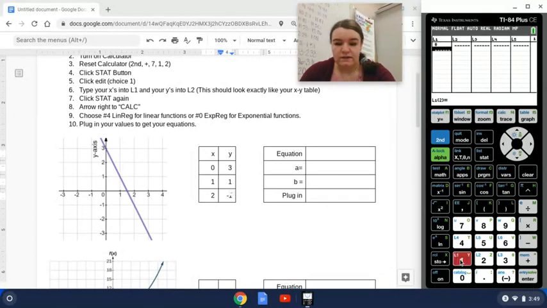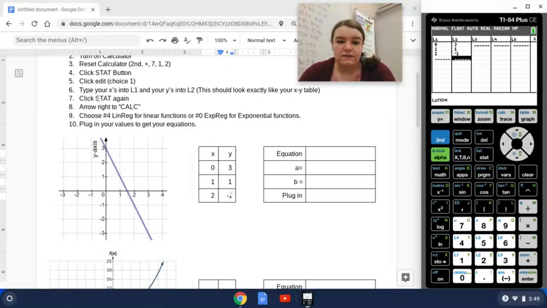So I have the X values 0, 1, and 2. And then I'm going to arrow over to L2. 0 goes with 3. 1 goes with 1. And then 2 goes with negative 1. So then we are going to get the equation out of this. Enter. So then, just to be aware, remember, a linear function, it goes up by the same amount each time, and it forms a nice straight line. So that's 2 reasons why this is linear. I need to know that when I do my next step here.